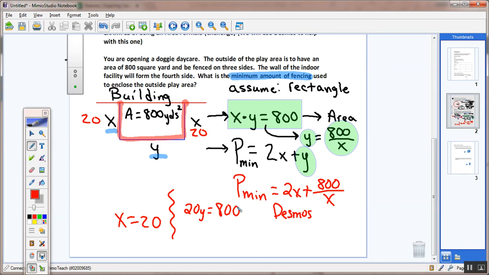Okay? So this distance down here is 40. By the way, kids, what's 20 times 40? 800. So that works. That goes along with what we're trying to accomplish, right? So the overall question comes back and says, what's the minimum amount of fencing you're going to use in this whole thing? What are all three sides going to add up to, in other words?